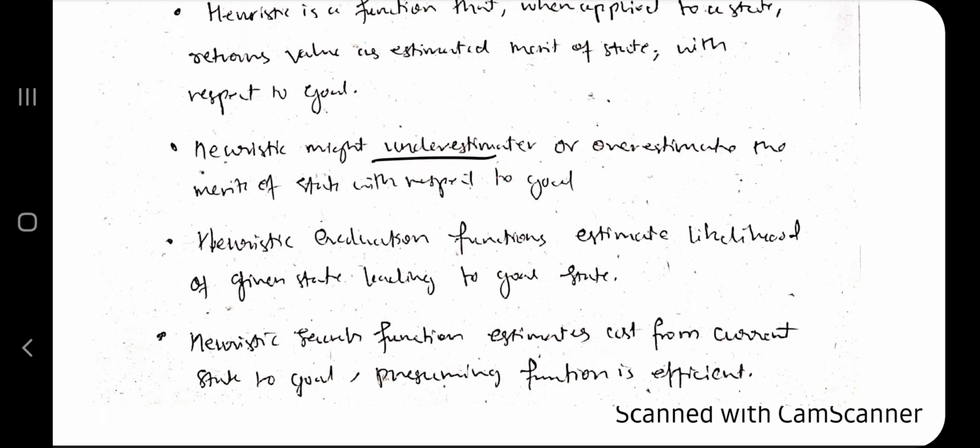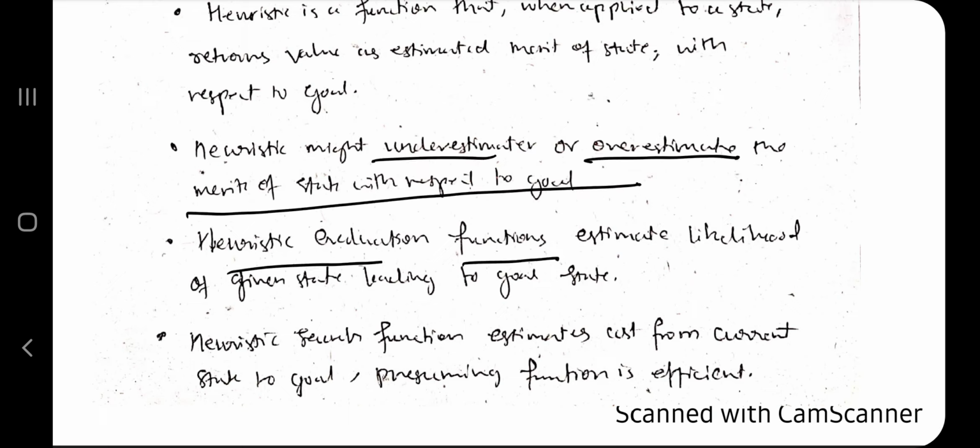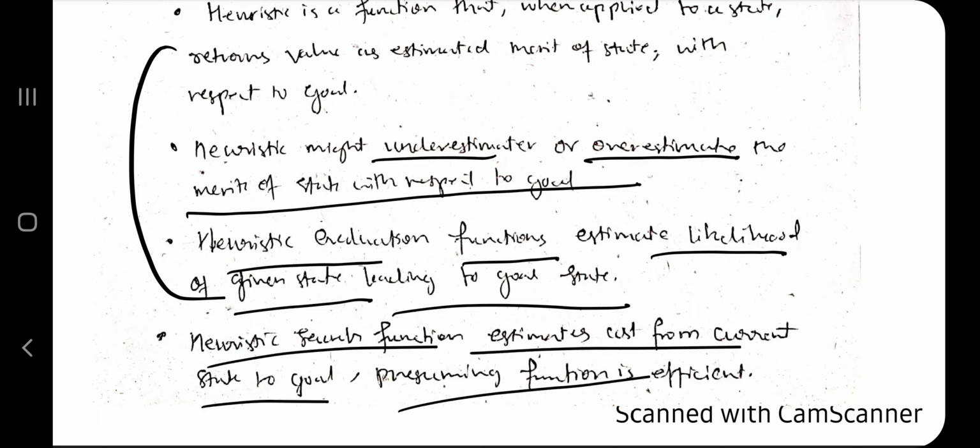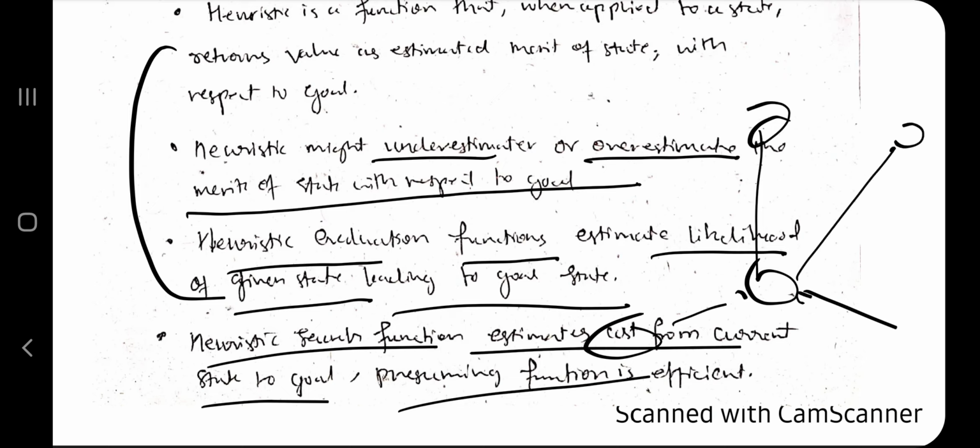Heuristic might underestimate or overestimate the merit of the state with respect to the goal. Heuristic evaluation function estimates the likelihood of a given state leading to the goal state. Again the same thing, these three points are the same. A heuristic function estimates the cost from the current state to the goal, presuming that the function is efficient. Obviously it estimates the cost. If you reach from this point to your goal, how much could your cost be based on the probable formulas, and if you reach from another node to the goal, what could the cost be? Again due to some probable formulas, you'll be calculating the probability. So by using those two, you'll be making a decision.